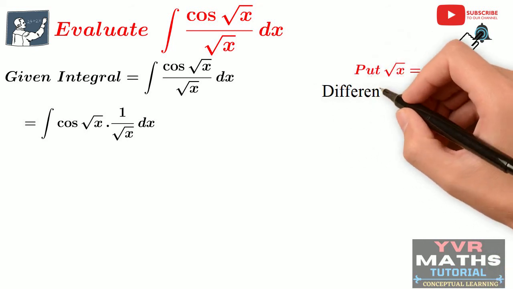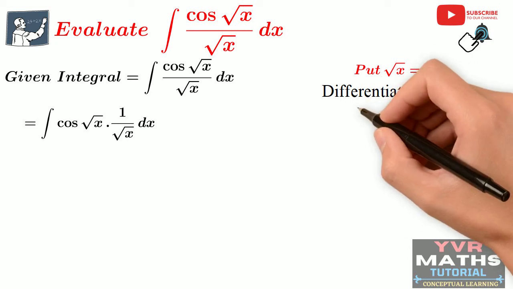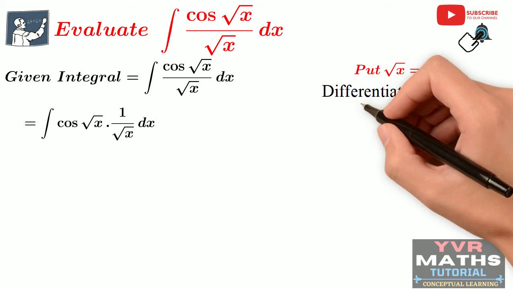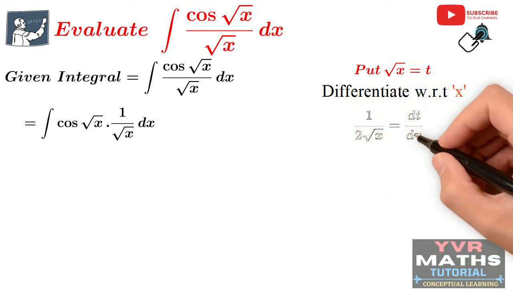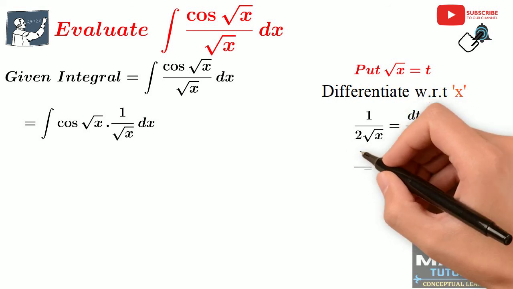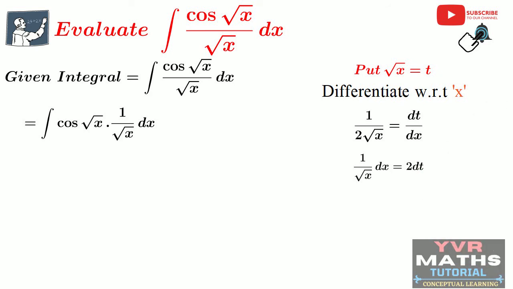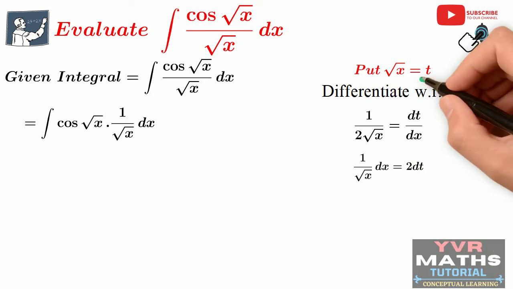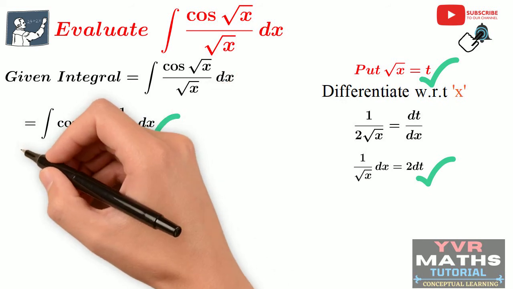Differentiate this one with respect to x. Then the derivative of root x is 1 by 2 root x and the derivative of t is dt by dx. So the next step is 1 by 2 root x is equal to dt by dx. If we cross multiply, then the new step is 1 by root x into dx is equal to 2 dt. If we substitute this equation and this equation in the given integral, then what will we get?